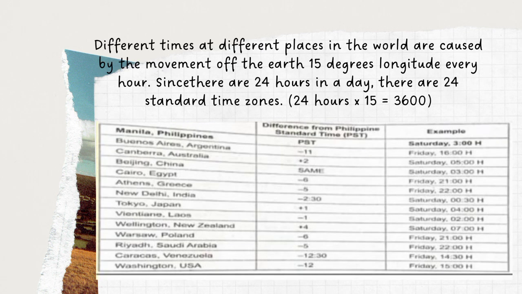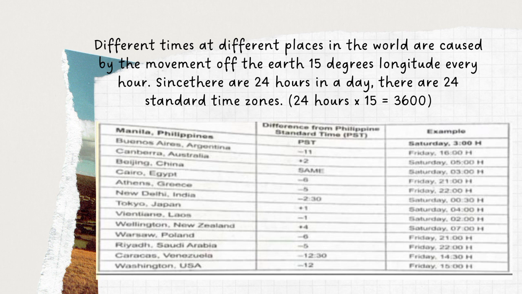So, this slide shows that the different times at different places in the world are caused by the movement of the Earth at 15 degrees longitude every hour. Since there are 24 hours in a day, there are 24 standard time zones. So, 24 hours, we multiply it by 15 degrees, which is equivalent to 360. Sorry for the typing error.